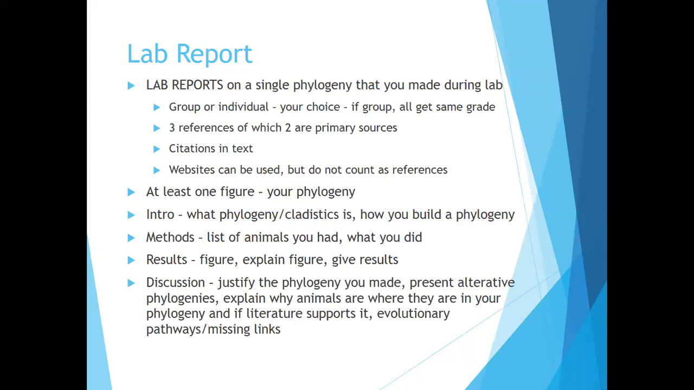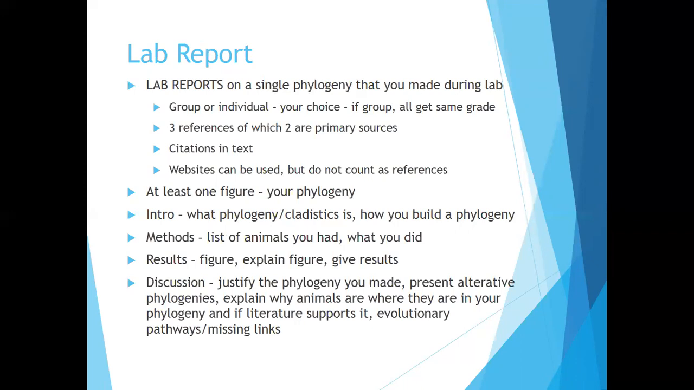So this is going to be your choice, and if you decide to do it as a group paper, before you leave class on Friday, I'm going to have you sign off at your phylogenies that you have all agreed to do it as a group paper and to receive the same grade. You will need 3 references for this, 2 of which must be primary sources, and websites do not count. Journal articles, textbooks, that sort of thing is what I expect you to use. There will be in-text citations. You will need at least 1 figure, your phylogeny.